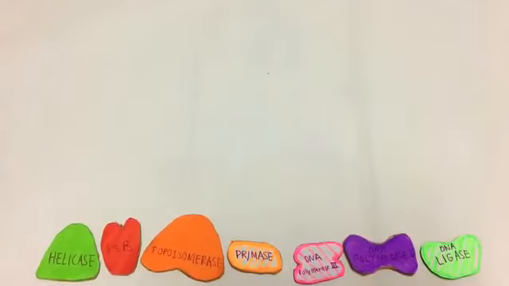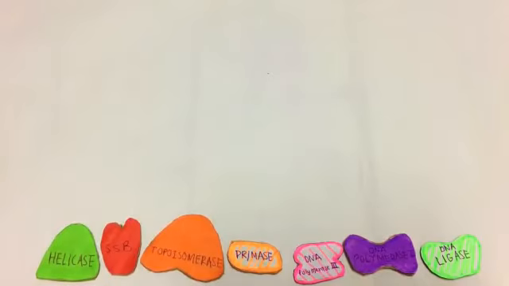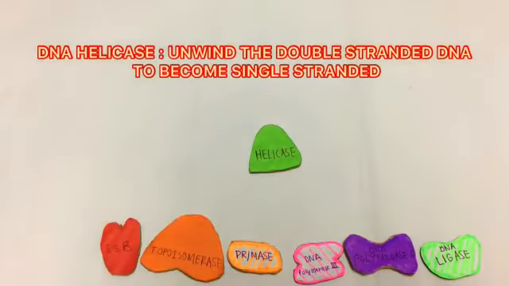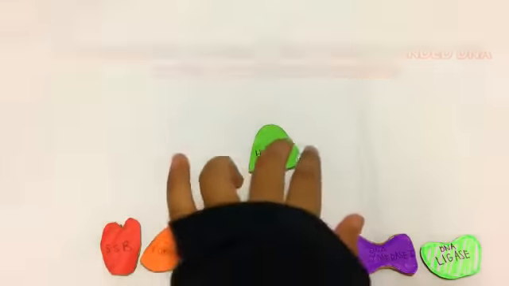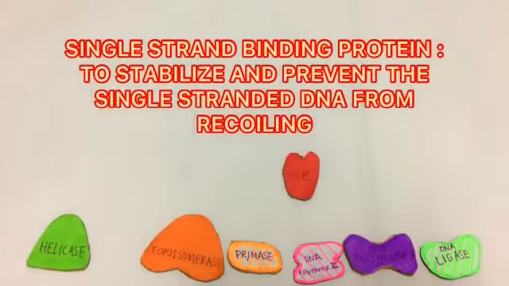Okay, next, there are 5 enzymes and 1 protein involved in DNA replication. Okay, first, DNA helicase. Its function is to unwind the double-stranded DNA to become single-stranded. Okay, next, single-strand binding protein, that is SSB protein, function to stabilize and prevent the single-stranded DNA from recoiling in helix until the strands are replicated.